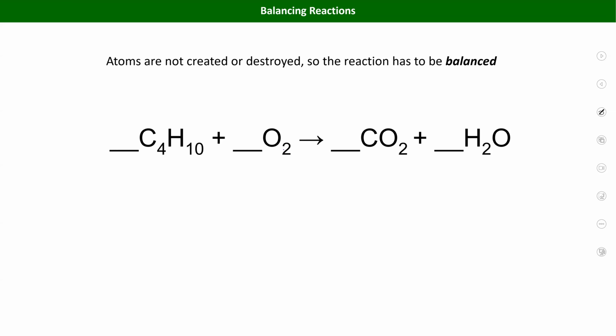So if we start with 1 butane molecule, 1 C4H10, how many CO2s can I make? So I'm going to use another macroscopic analogy. There's four carbons in this butane. So let's pretend we're talking about a 4-door car. If a car has 4 doors, if you take all the doors off, how many doors do you have?